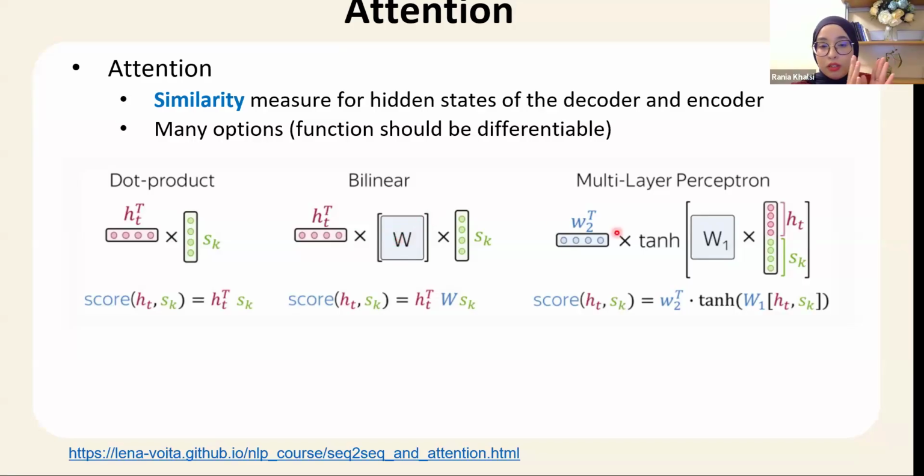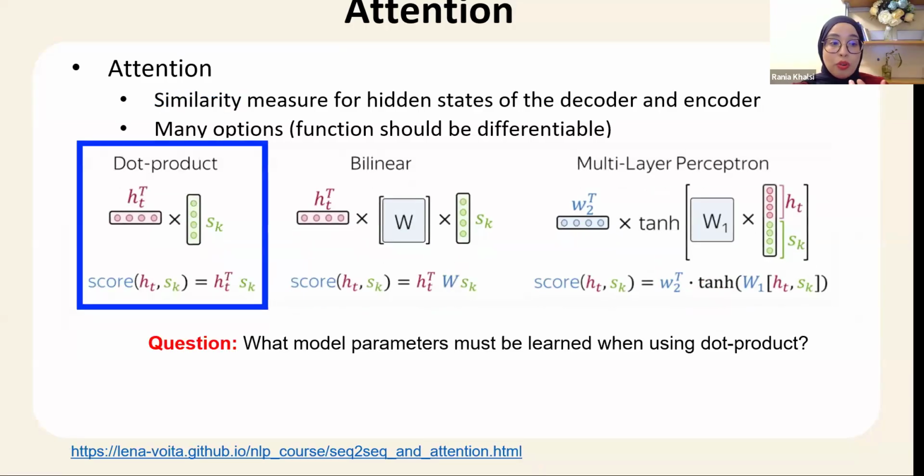The third option is to use a multi-layer perceptron. In this case we follow this formula, which introduces nonlinearity via an activation or transformation before producing the similarity score. So these are three existing methods used in previous works to measure similarity. Still, our question is which one we will focus on.